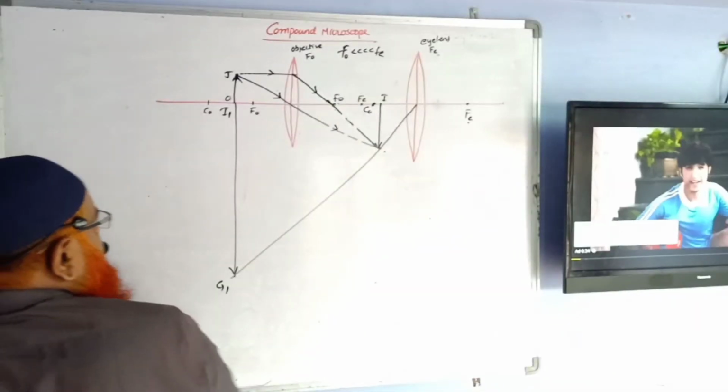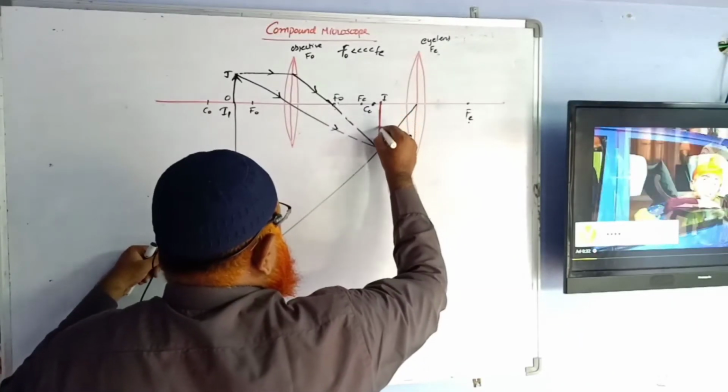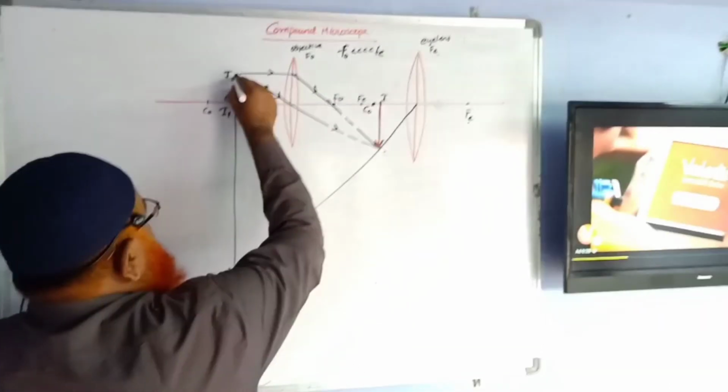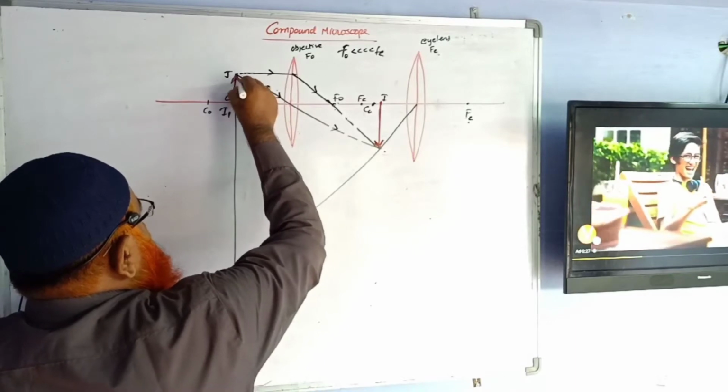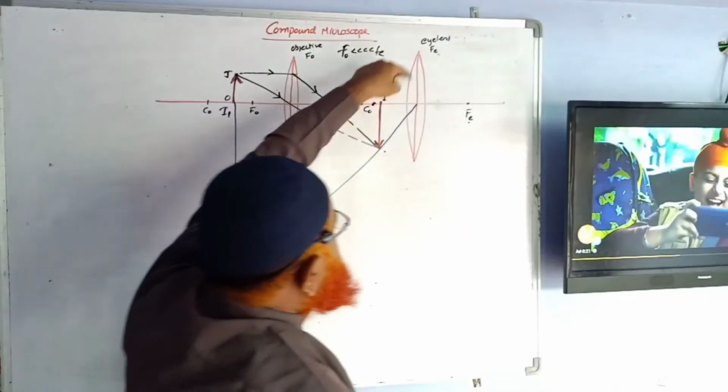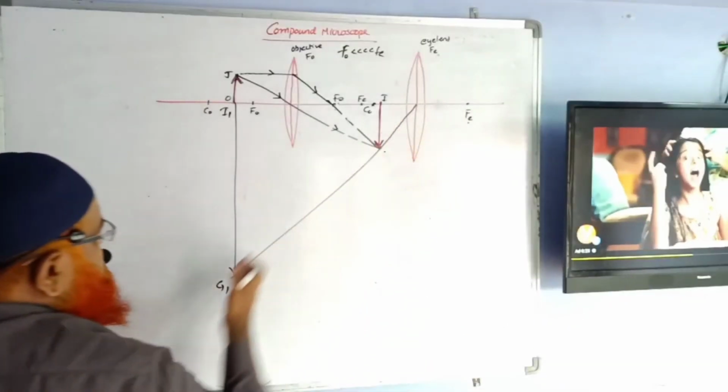Now let us draw with some different color so that it is easily understood. I am drawing with red color. This is an object. So this was the object for the eye lens, and this is an object for the objective. This is an object for the eye lens here, and the final image you are going to see at this place.